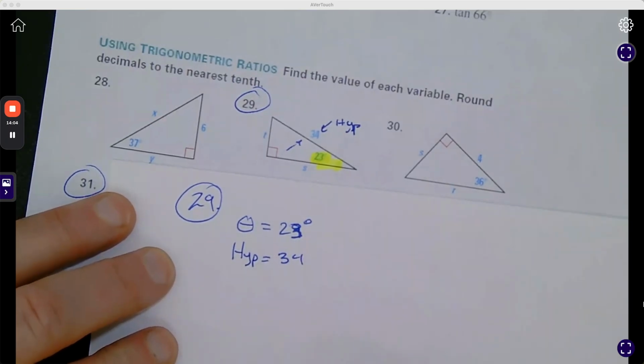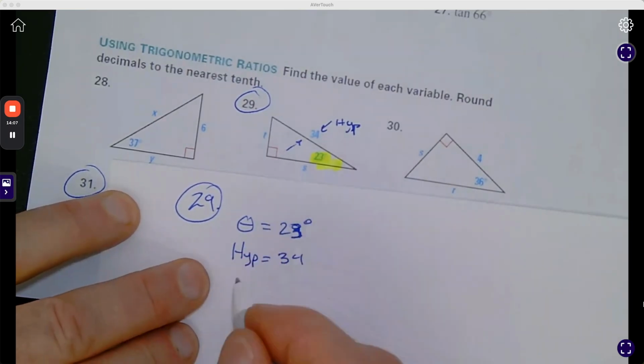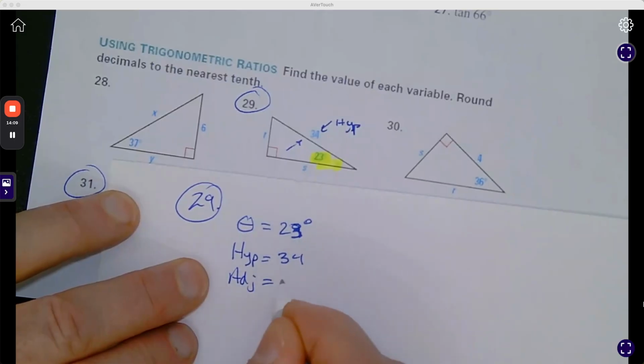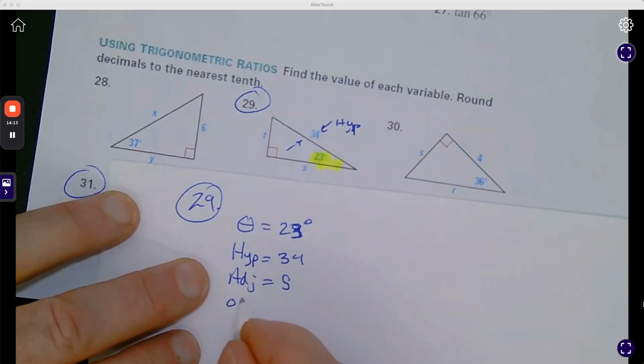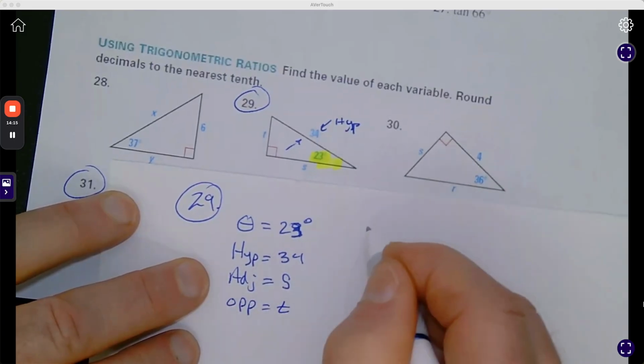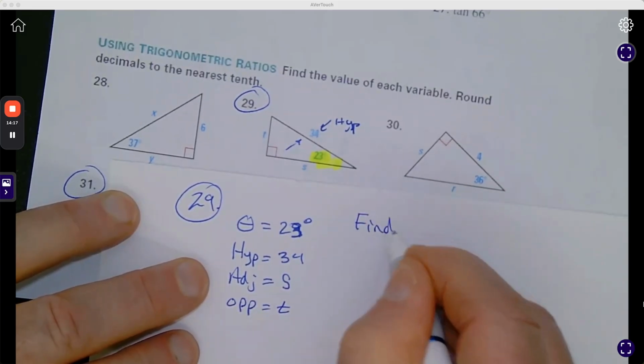And let's say we want to find S. So S is the adjacent, and the opposite is T. Okay. Find S.